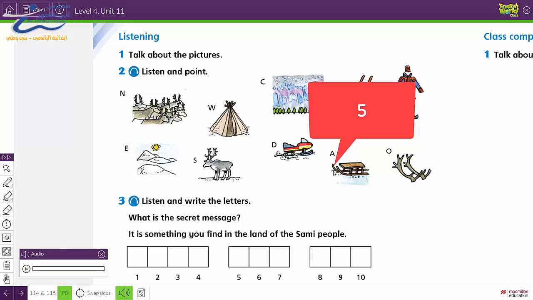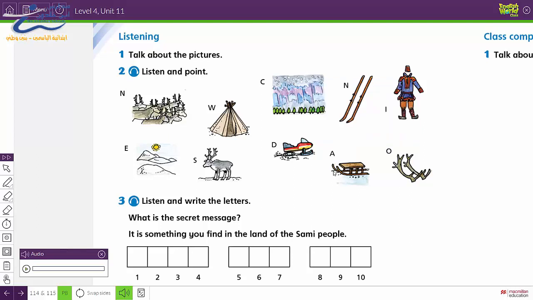Number 6. This is another way to travel. You put these skis on your feet and slide over the snow. Yes, these are the skis.